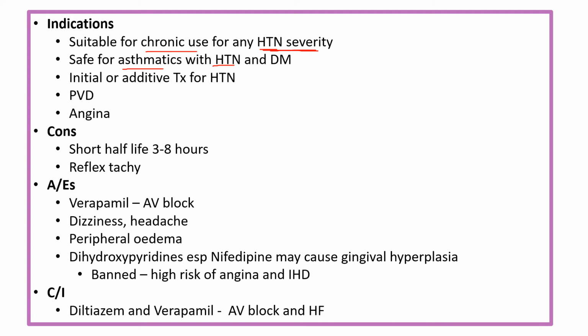Calcium channel blockers can also be used as an initial treatment or as an additive treatment for hypertension, so you can add that to other drugs, for example. We can also give CCBs to patients with peripheral vascular disease, because, as we've mentioned, they promote vasodilation, and therefore we can increase perfusion to the extremities and help with this condition. All calcium channel blockers are also used in angina, okay?